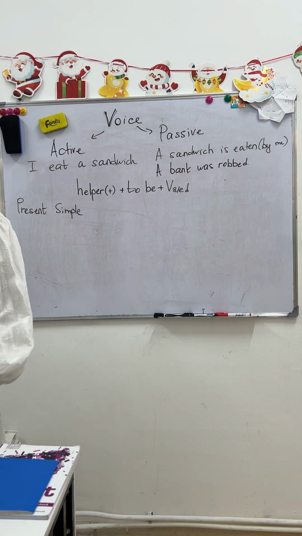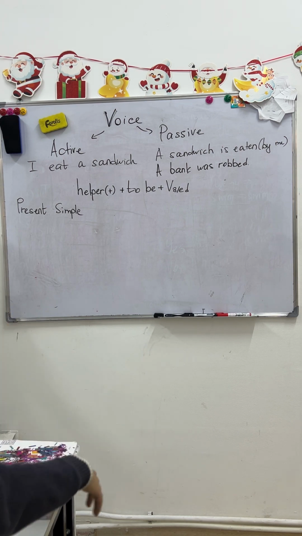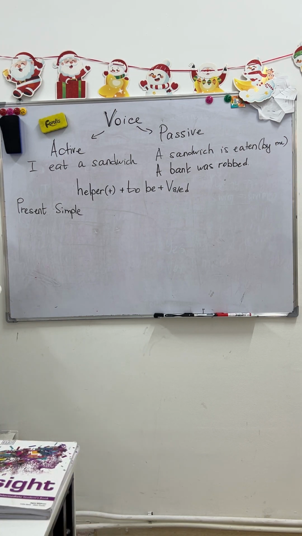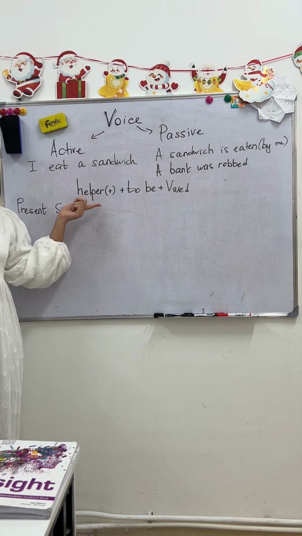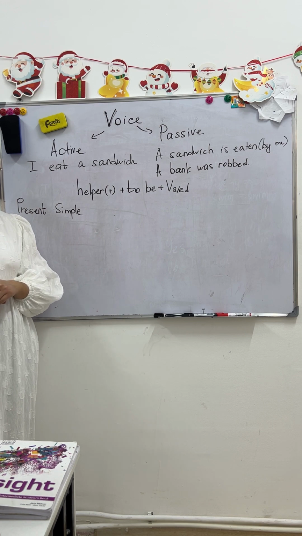Don't look here. The idea is that you understand how it is made, so you don't need to use the book every time. No, different. So, do you have any helpers in a present simple positive sentence? I eat apples. Any helpers? Answer my question. Are there any helpers in a present simple positive sentence?